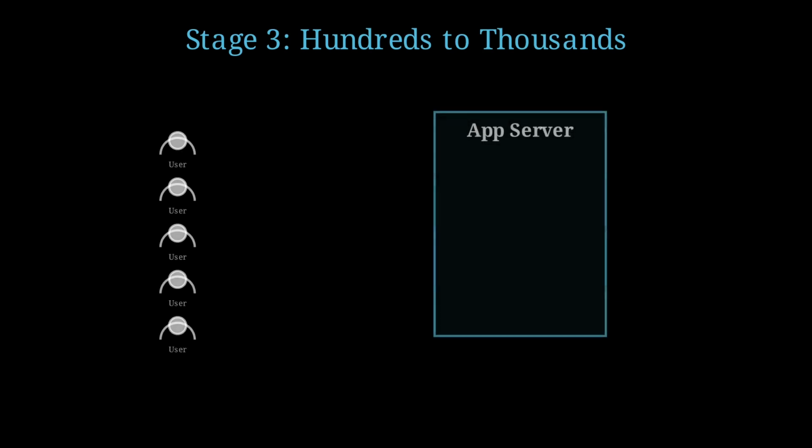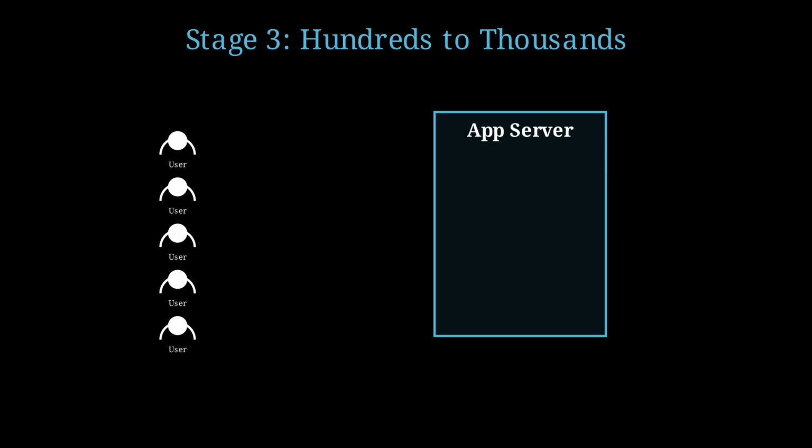For example, this is the second stage: if the user base increases from one user to multiple users, like from 20 to 50 users, the second stage is that you have to separate the database entity. That is the second stage.